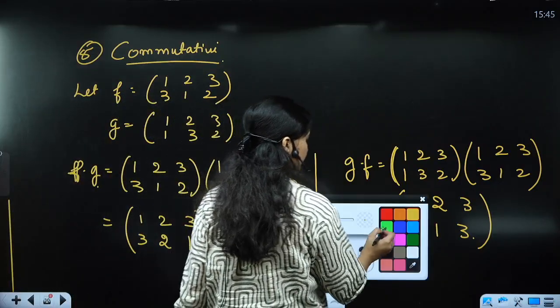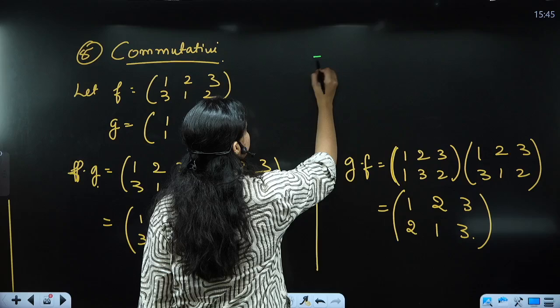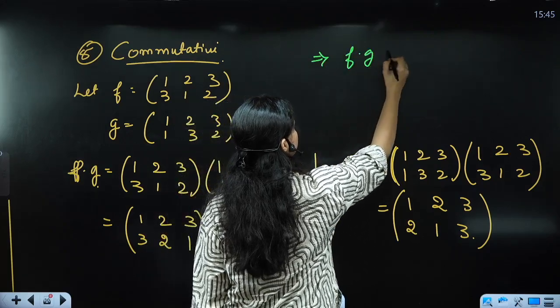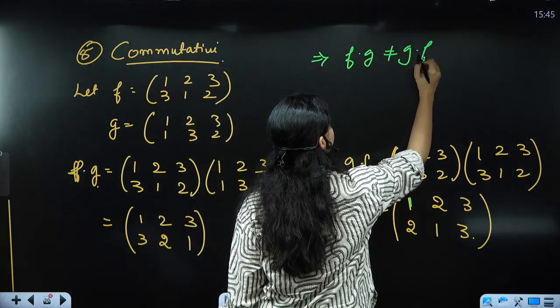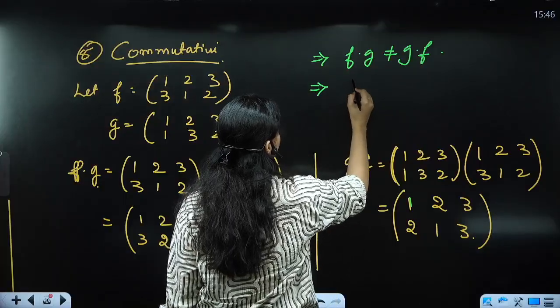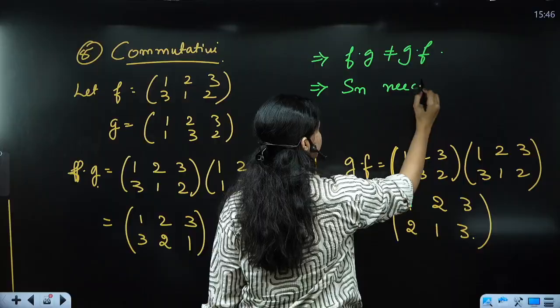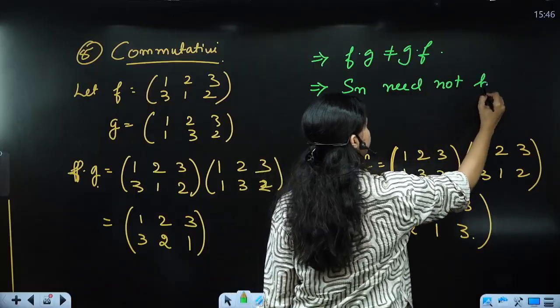So this implies that f dot g is not equal to g dot f, which implies that Sn need not be abelian.